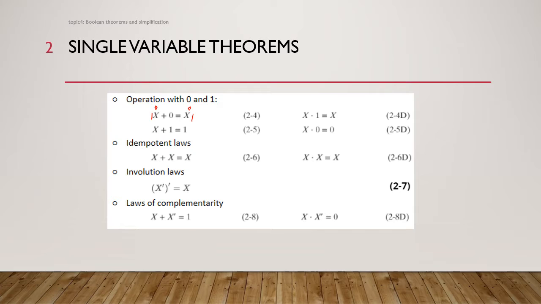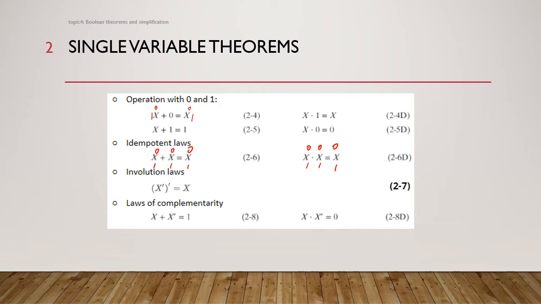Then the second law is called the idempotent law. Basically, a variable OR itself should be itself, and a variable AND itself should equal itself too. And you can always put some values in to try it out. So 0 OR 0 equals 0, 1 OR 1 equals 1, right? 0 AND 0 you get 0, 1 AND 1 you get 1. So this is always true.